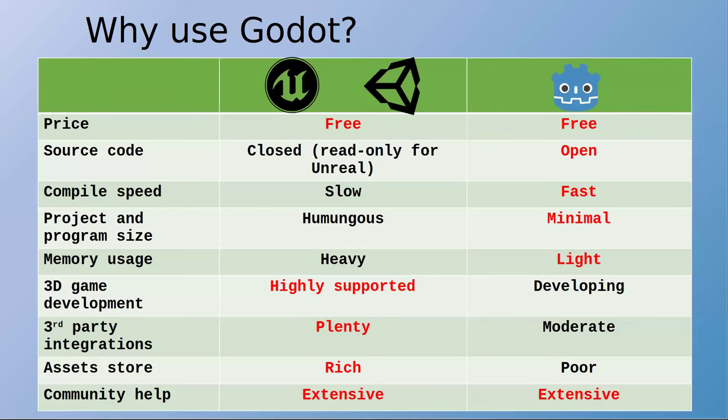So some of the differences between Godot, Unity and Unreal. Of course, all three of them are free. The source code is closed for both Unity and Unreal, though Unreal has opened its source code for everyone, but it's read-only. The compile speed for Godot is extremely fast. If you have followed the instructions, you will have installed Godot 4.3 and realized how fast the download speed is.